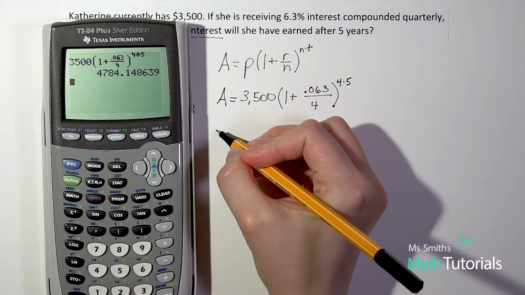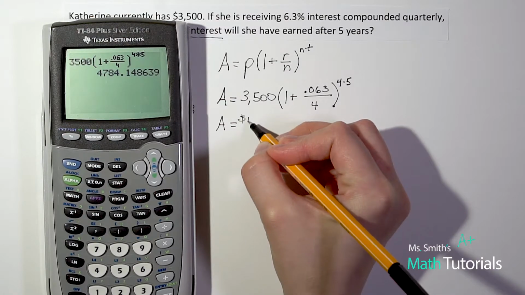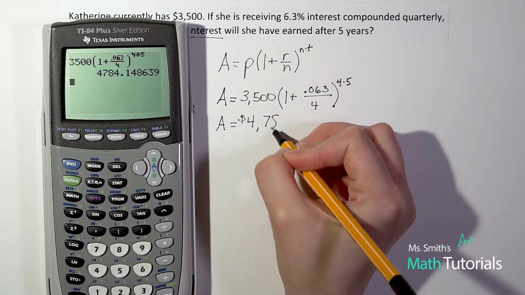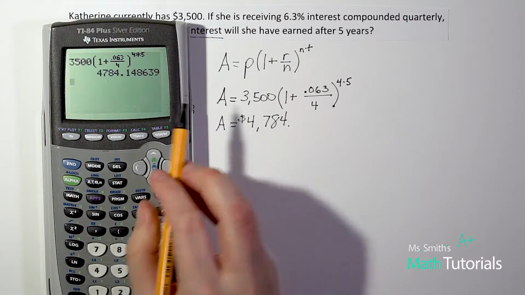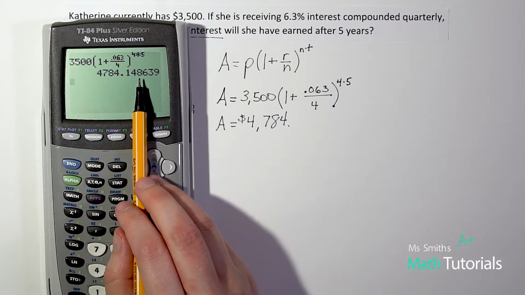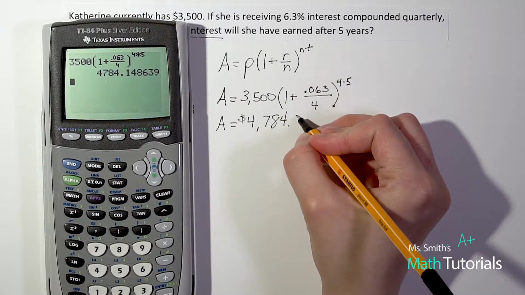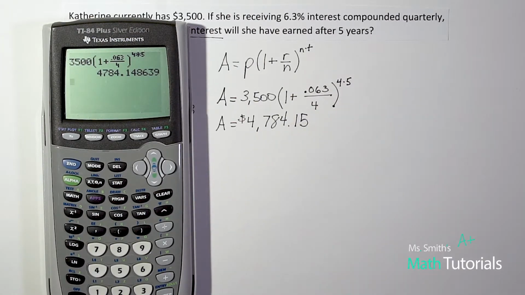We see that A would equal $4,784. And remember, we want the nearest hundredths. We're talking about money, so we want our cents. So it would be 0.14, but we've got that 8 there, so that bumps the 4 up to a 5. So we've got $4,784.15.